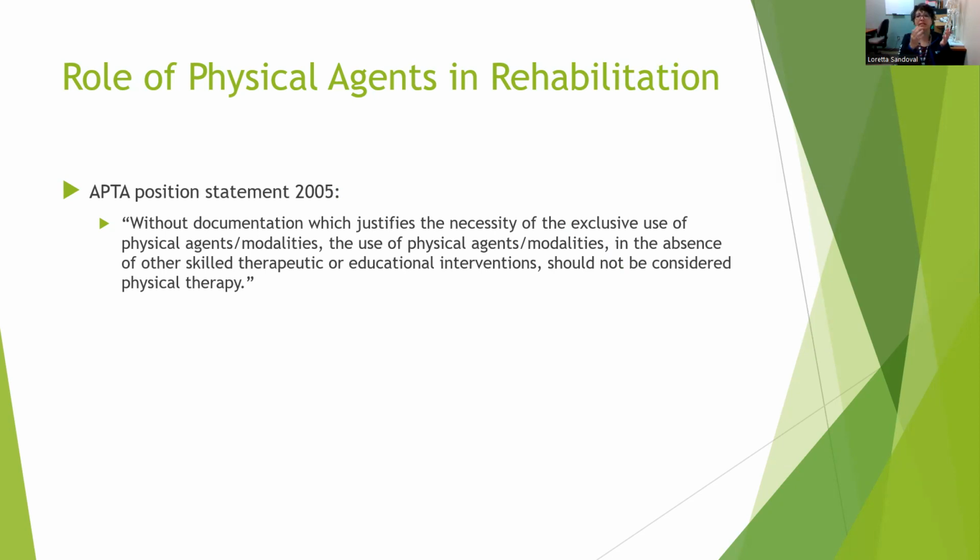So the APTA defines physical therapy and the practice of physical therapy. And their definition of the role of physical agents in rehabilitation is that without documentation which justifies the necessity of the exclusive use of physical agents and modalities, the use of physical agents and modalities in the absence of other skilled therapeutic or educational interventions should not be considered physical therapy. So physical modalities in and of themselves are not physical therapy. When you combine them with other therapeutic or educational interventions, that composes physical therapy. So again, we go back to the idea of physical agents as being tools in our toolkit. They're not the whole picture.